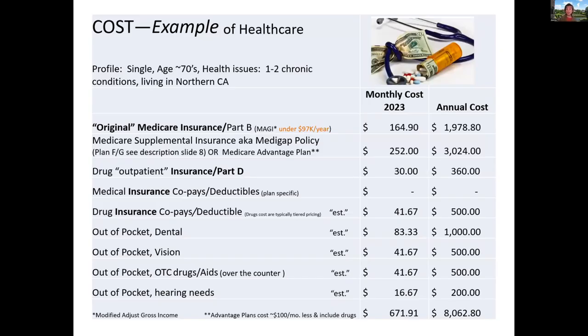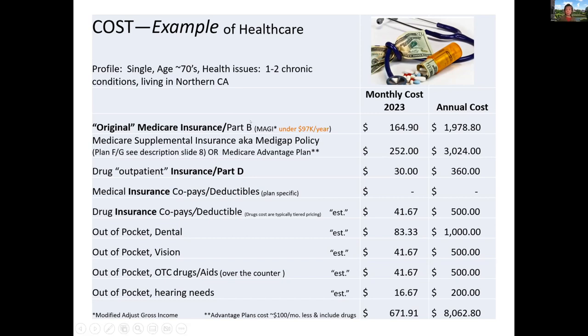So I told you I would share a typical budget with you so you can see an itemized cost on healthcare. So of course I got to use my own profile. I'm single, so this is for one person. Couples, you can double this amount. We'll just say I'm in my 70s. Health issues, I'm pretty healthy, one or two good little chronic conditions. And I live in Northern California. And the reason that's important is because these prices that you will pay are definitely state and zip code specific.